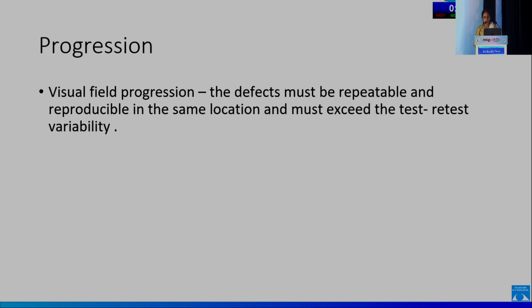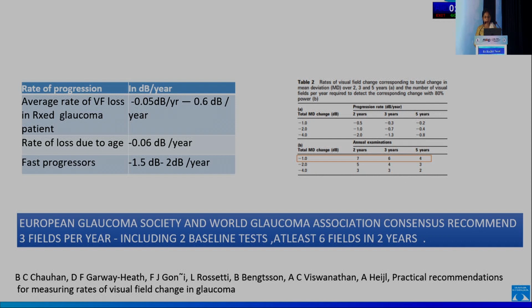So what is progression then? The defects must be repeatable and reproducible in the same location, and must exceed the test-retest variability. Coming on to a little about the rate of progression: an average rate of visual field progression in a treated glaucoma patient would range between minus 0.05 decibels per year to about minus 0.6 decibels per year. The rate of loss due to age would be accounted by minus 0.06 decibels per year. A fast progressor would typically exceed more than minus 2 decibels per year.